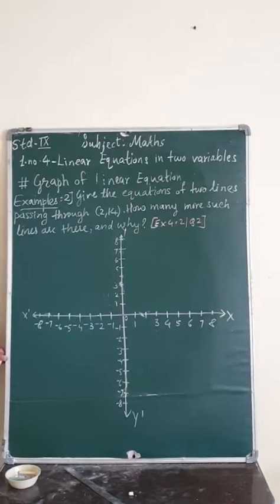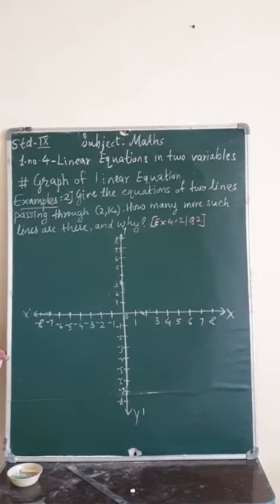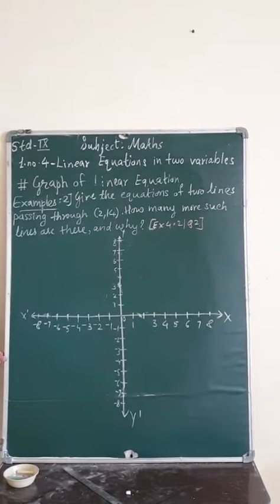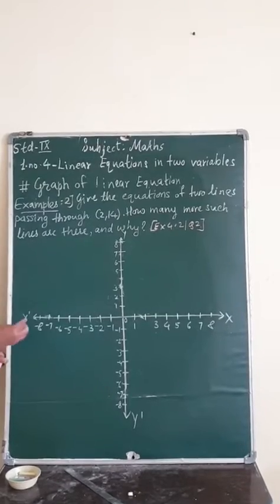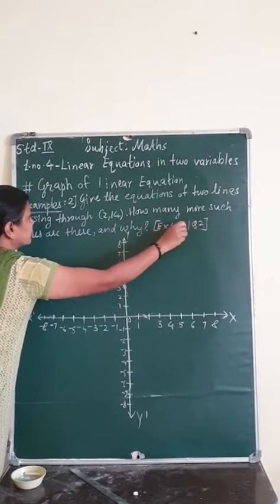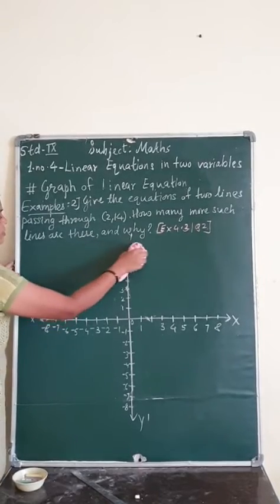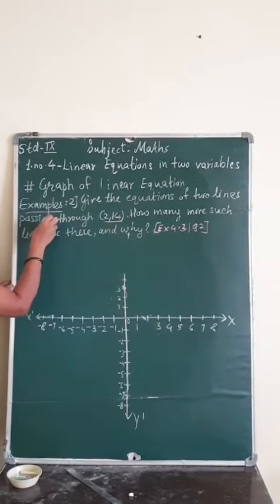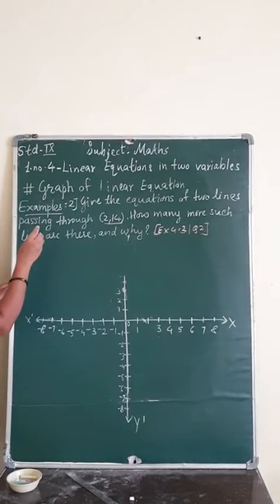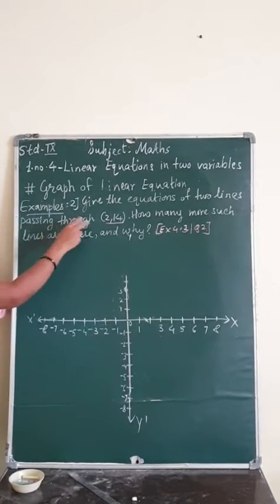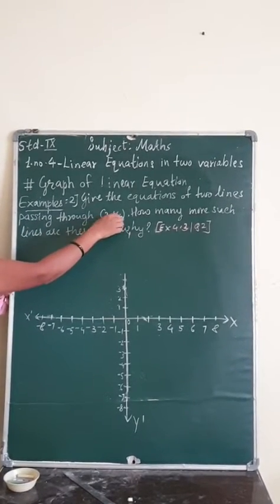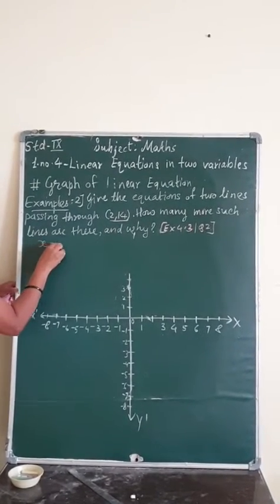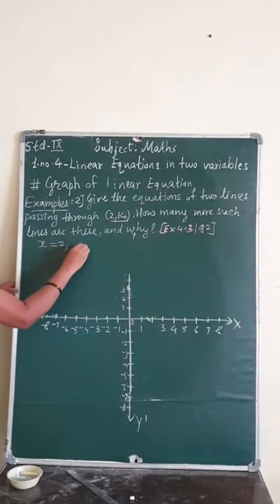Second example, give the equations of two lines passing through 2, 14. How many more such lines are there and why? This is question number 2 of exercise 4.3. Now, I am rubbing this. See, these are the points given. Through this, we have to give the equations of two lines passing through this point. So here, coordinates of the one point are given. So here we can say x coordinate is 2 and y coordinate is 14.